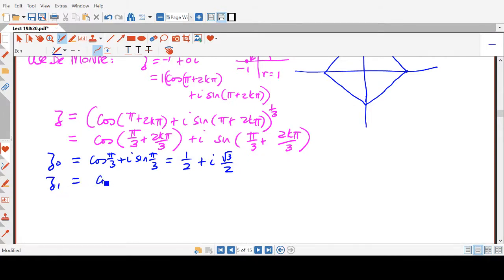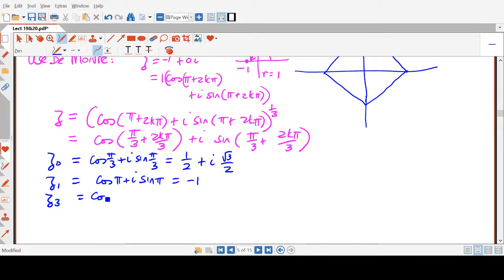Z1, if you put k equals to 1. So that's 1/3 plus 2/3 pi. That's just pi. Cos pi plus I sine pi. Cos pi is -1. Sine pi is 0. And that's the root I said we know already. -1 plus 0i.